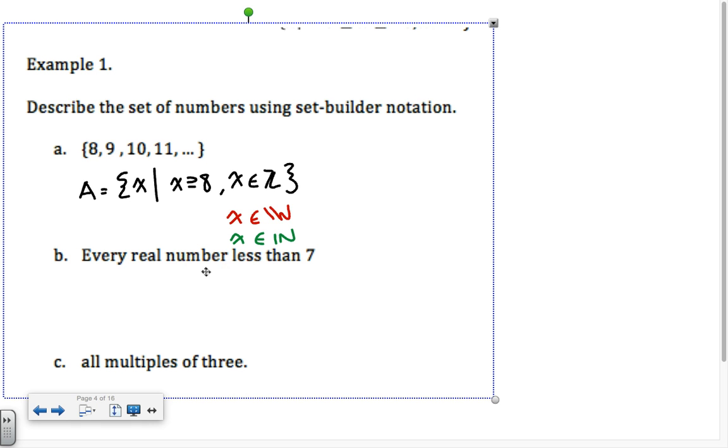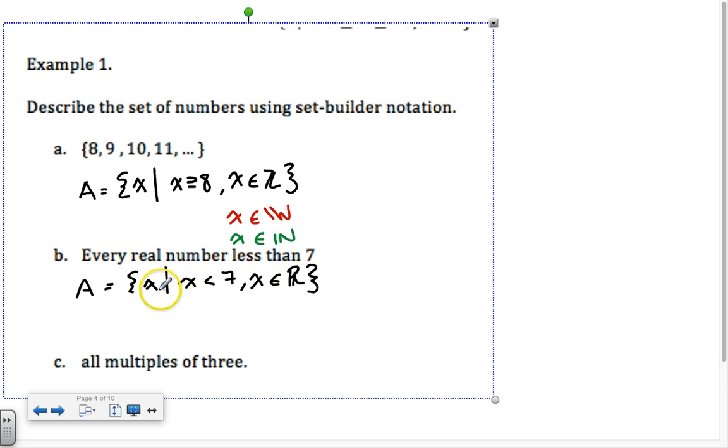So let's say every real number less than 7. And we won't include the 7. So we're not saying less than or equal to, we're saying less than 7. So for this, I'll make my set A again. And I know that's going to contain the set x such that, well, it's all the real numbers less than 7, so x is less than 7. And then the last thing I have to do is assign x to a number set. Well, I'm saying it's every real number, so x is an element of the real number system.